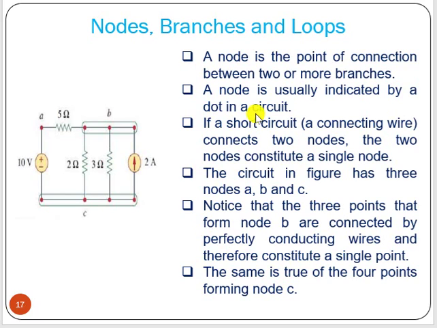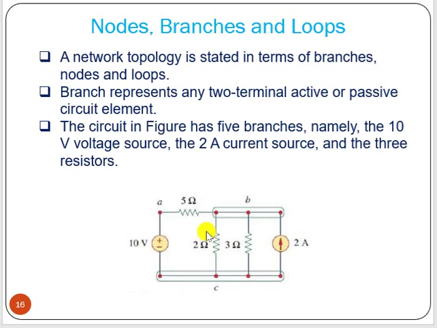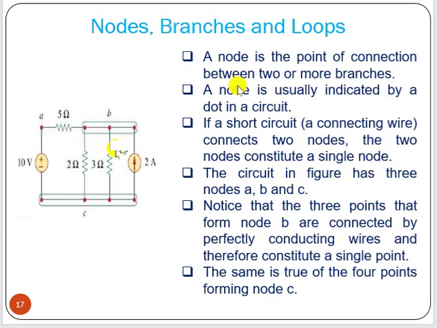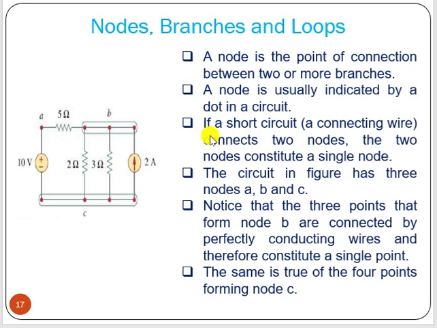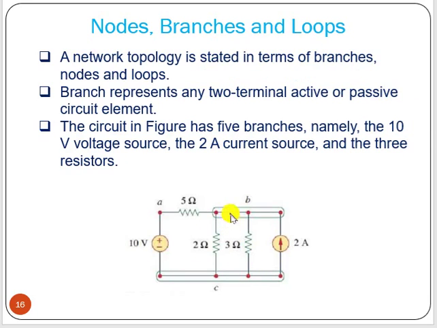Now here what we can see, the same circuit I am reproducing here. Branch is nothing but two terminal active or passive circuit element. Now here what we can see, that this point is not a branch. This is just a simple connecting wire. There is no circuit element. So this is not a branch. These two are not a branch.